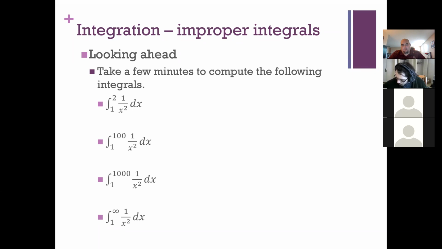2 over x, negative 2, negative 1 over x. Negative 1, 0.5.